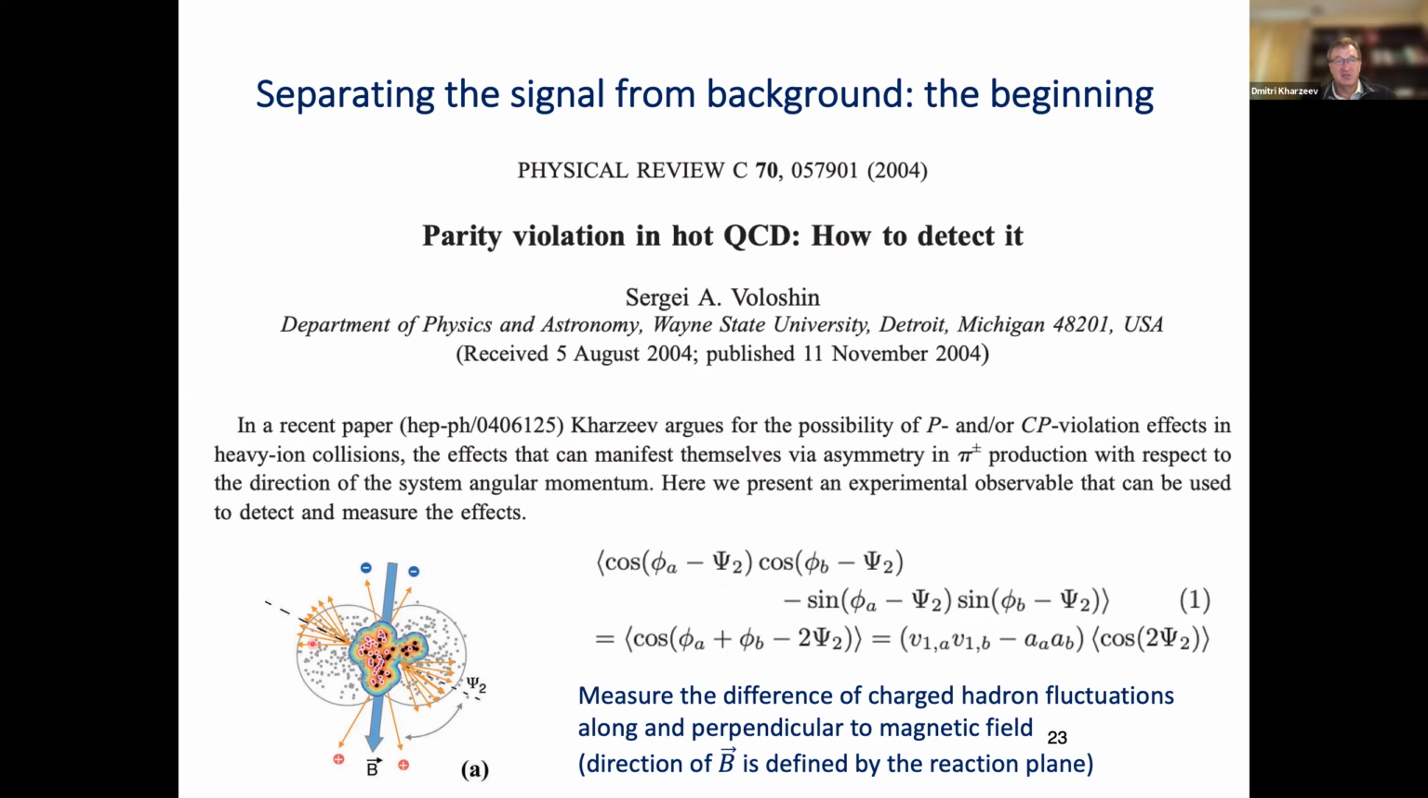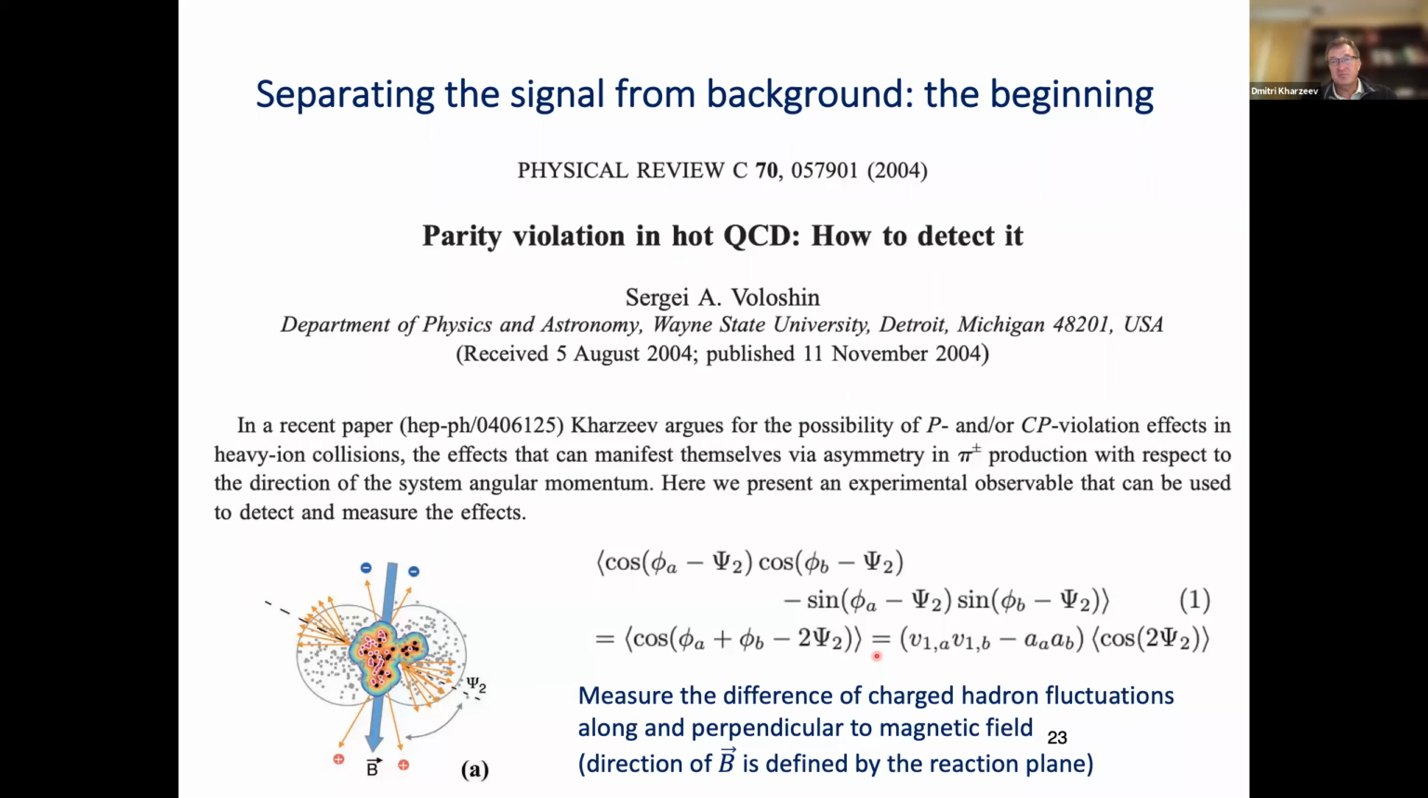So suppose I have this heavy ion collision. Suppose psi2 is the direction of the reaction plane, in azimuthal angle, and I have a hadron A and a hadron B. So for example, you can think of A as a positive hadron and B as a negative hadron. Then in an experiment, you measure this combination, which is cosine(phi A plus phi B minus 2 psi 2). So this is just simple trigonometry.